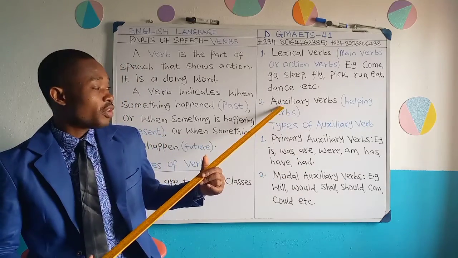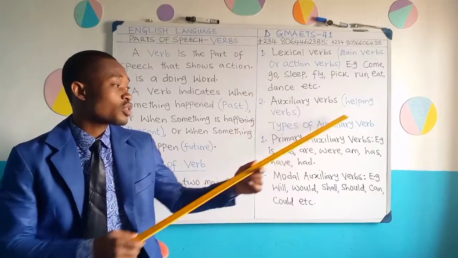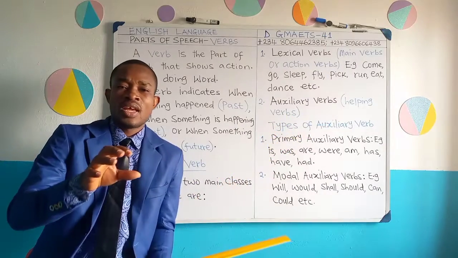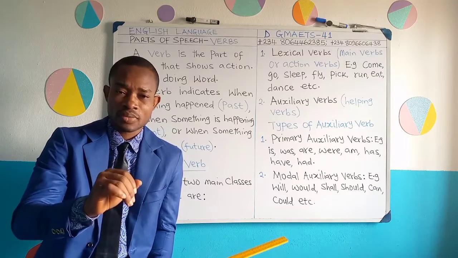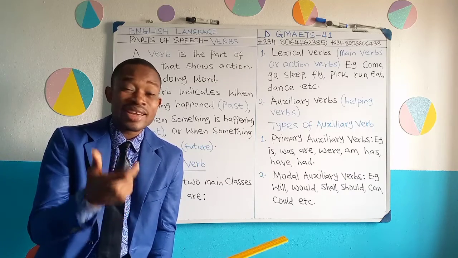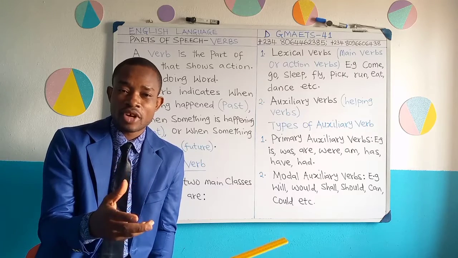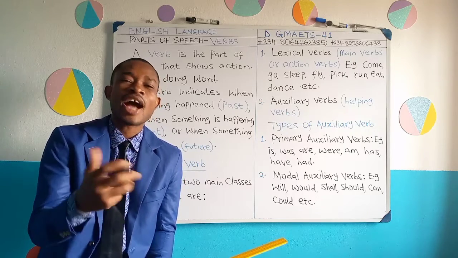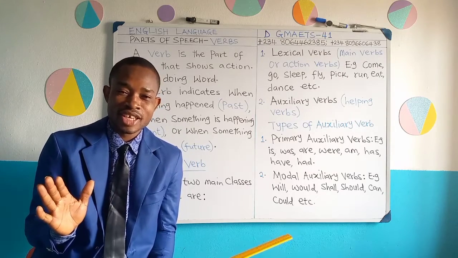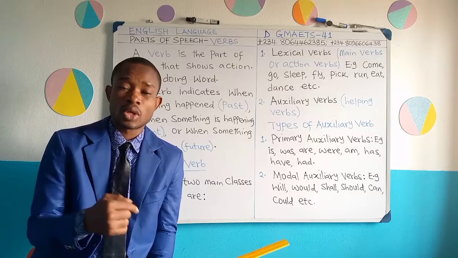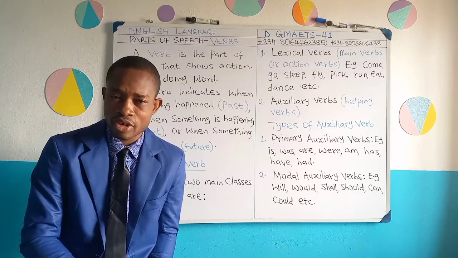Another class of verb is known as auxiliary verbs. Now these auxiliary verbs are also known as helping verbs. Now these verbs do not show action in themselves. When you use them in a sentence, they only support the main verb. They help the action verb, the lexical verb. They help them. Are you getting? So that's why we also call these auxiliary verbs, we refer to them as helping verbs as well.